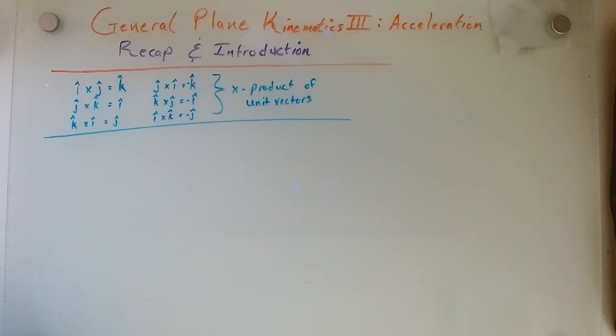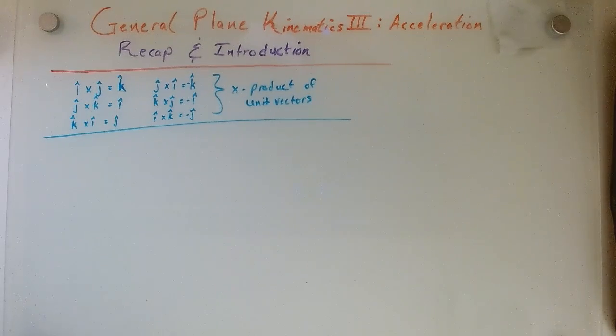Hey, welcome back, folks. We're talking about dynamics and moving into section 15.3, the acceleration of rigid bodies on a plane. And I wanted to take a moment and, first of all, hand you a bank of equations that are a pretty cool shortcut, and then recap where we are and talk about where we're going.